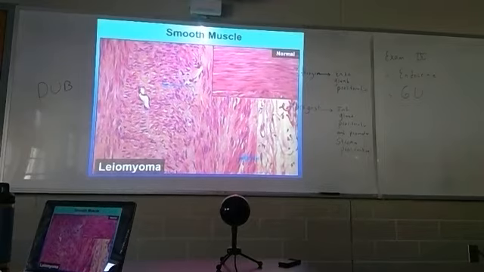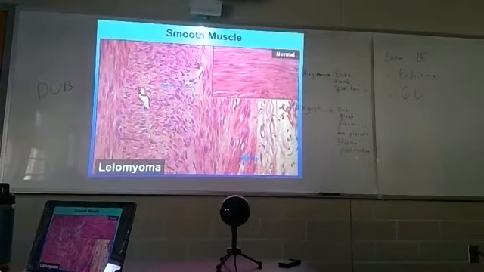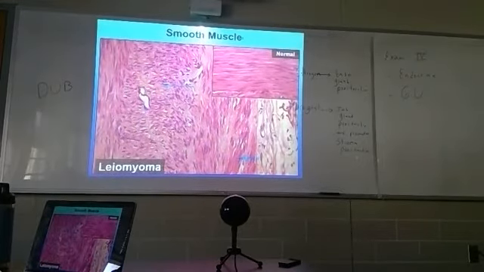Grossly, these leiomyomas generally are very well delimited, and they're benign. You cut through them, they generally have a white cut surface. Usually you'll see some sort of whorl pattern in the cut surface of the leiomyoma. Any questions on that?